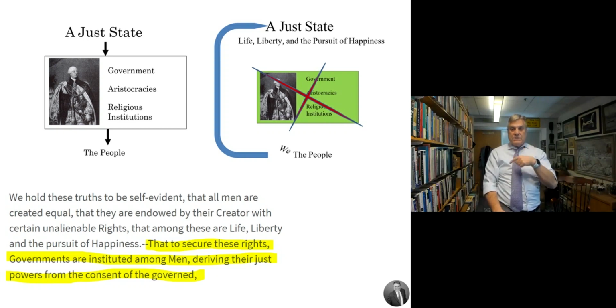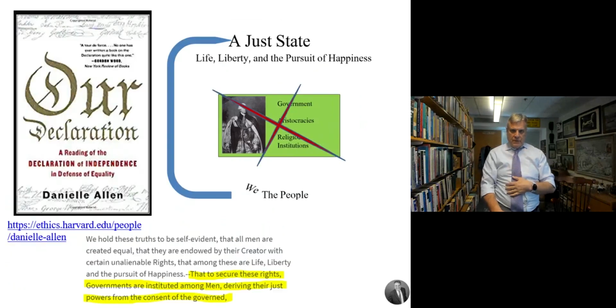Now that becomes the sticking point. How do you create a system of government based on the consent of the governed that weighs people's individual freedoms with the need for political order? That's the fascinating tension that's in all of the basic documents of our founding. Love this book by Danielle Allen, Our Declaration. I encourage you to take a look at it.